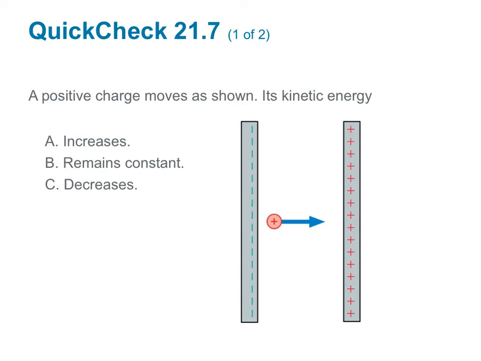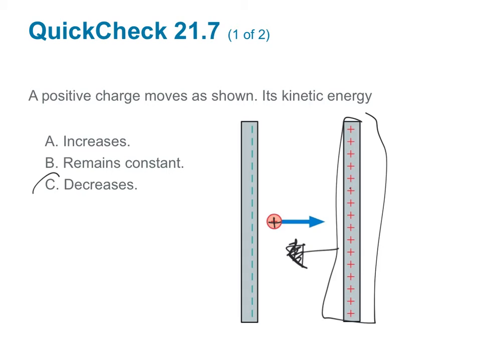So this one says, positive charge moves as shown. Its kinetic energy does what? So we look at this positive particle as it moves through a capacitor. And let's just think about it. A positive charge gets what? It gets repelled by other positive charges. So as it moves closer to these positive charges, there's going to be a force on it going that direction.